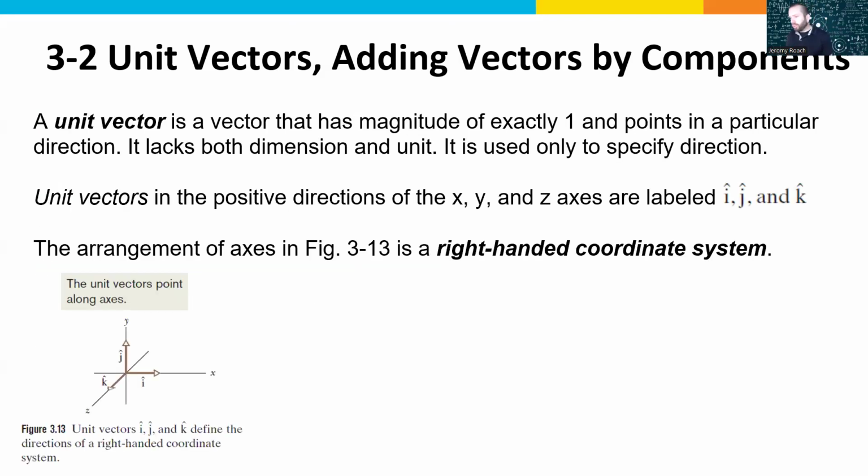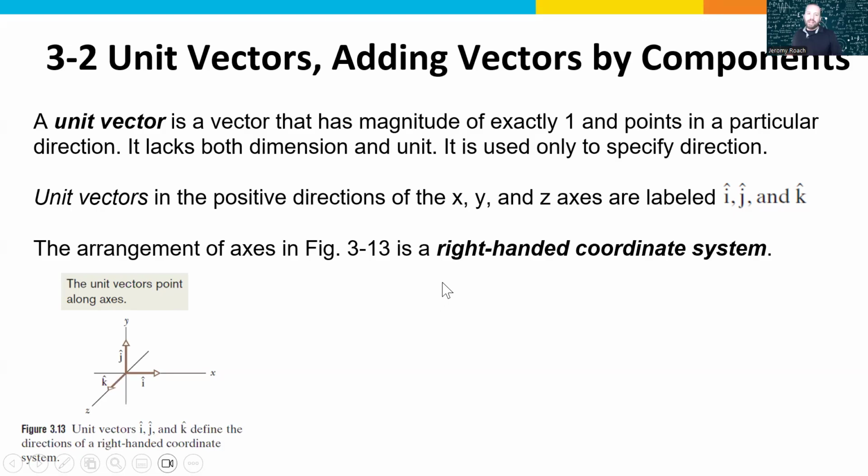So a unit vector has magnitude of exactly 1 and it points in a particular direction. It lacks both dimension and unit. It's only used to specify the direction. So unit vectors in the positive directions of x, y, and z axis, we label them as i hat, j hat, and k hat. So x is associated with i hat, y is with j hat, and z is with k hat.